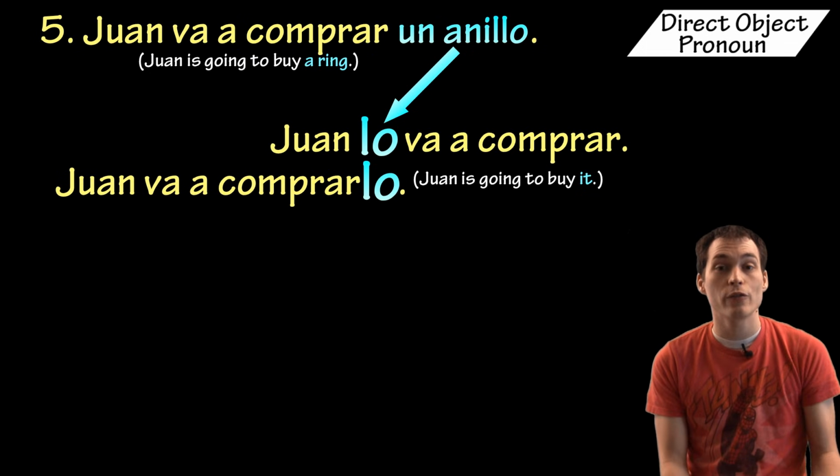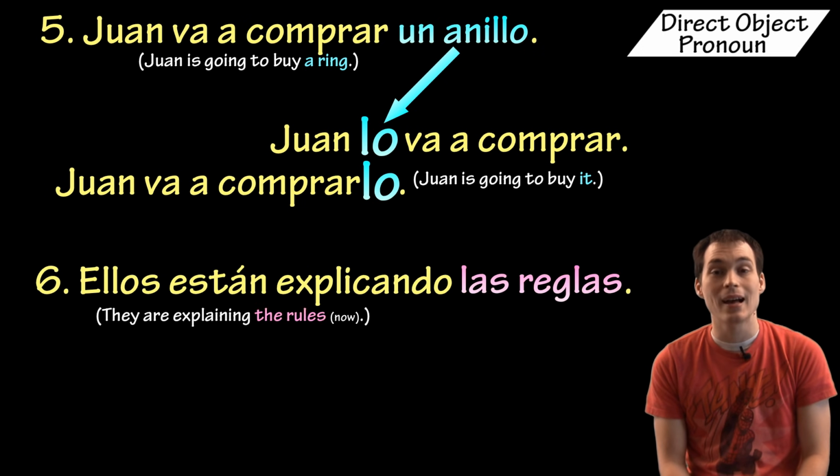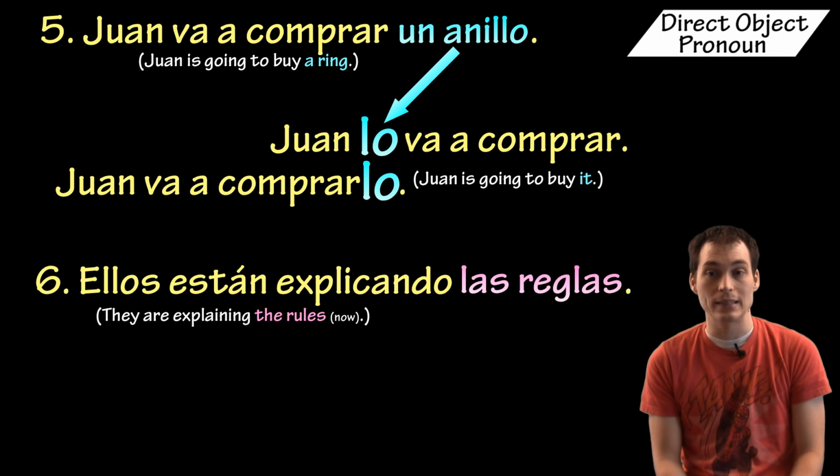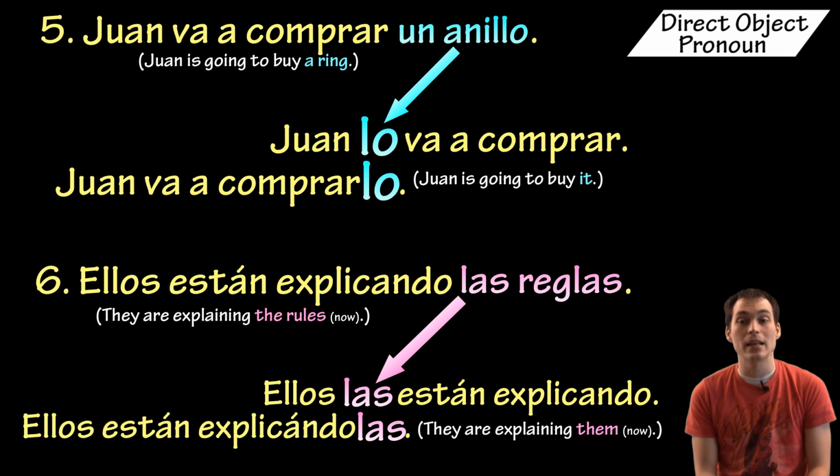You might also remember that if we have multiple verbs in a verb phrase, then we can attach the direct object pronoun lo, la, los, or las to the end of an infinitive verb. Ellos están explicando las reglas. Ellos las están explicando o ellos están explicándolas. And we can also attach these to the end of the ing form.